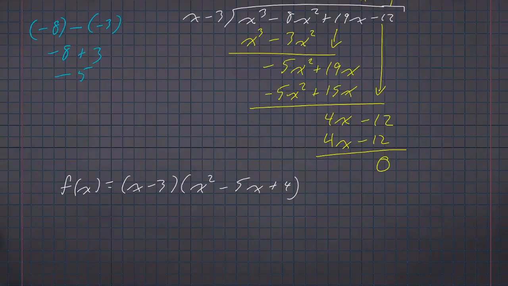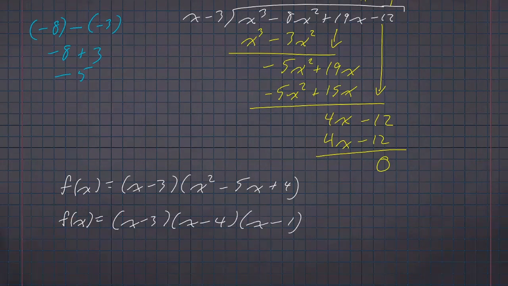Now we have x squared minus 5x plus 4, which is a quadratic. And quadratics, we do know how to factor. This quadratic has a lead term of 1, which is easy mode. I need two numbers that multiply together to give me positive 4 and add together to give me negative 5. x minus 4 and x minus 1 works perfectly. And with that, we now know all three zeros of this particular polynomial.